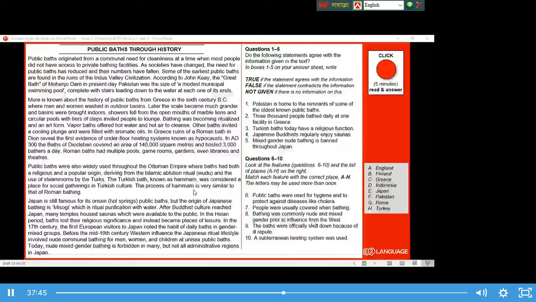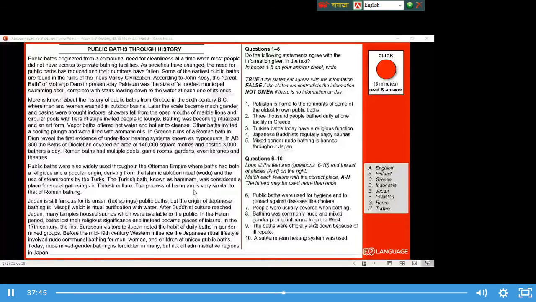Number eight: bathing is commonly nude and mixed gender prior to influence from the West. Yeah, number eight is Japan, because they talked about nudity. They talked about Japan. So that went to Japan. Okay, number eight, Japan.